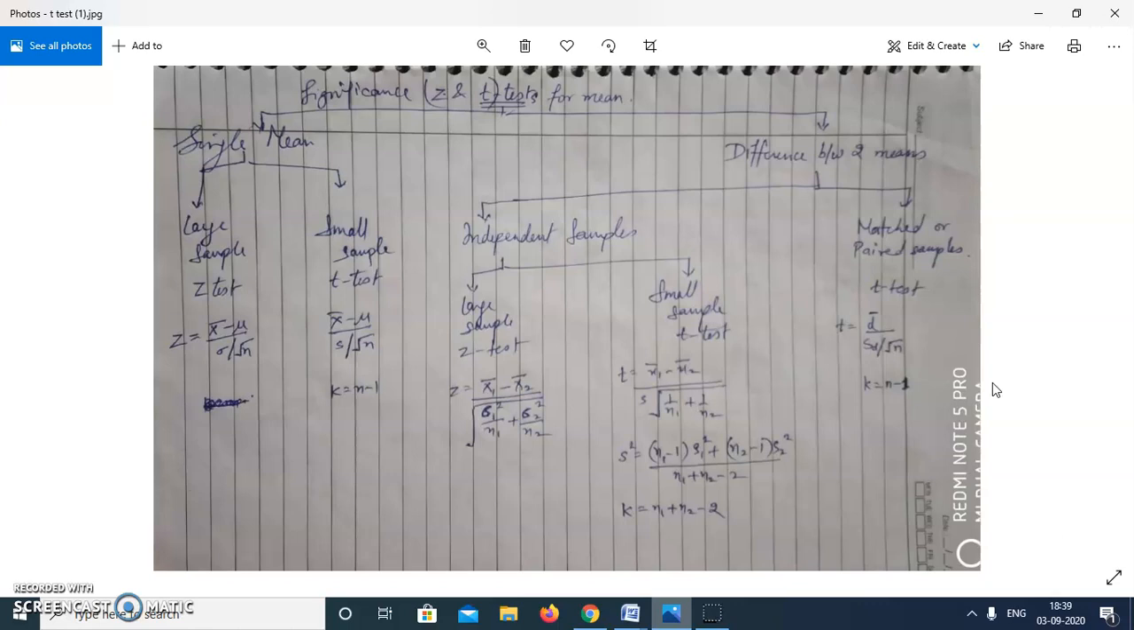The first is single mean. That means you are given the mean of a sample and you have to compare it with the mean of the population. So we'll use these formulas for that, for large sample and for small sample. Second category is independent sample, and third category is matched or paired sample. We need to understand it clearly.